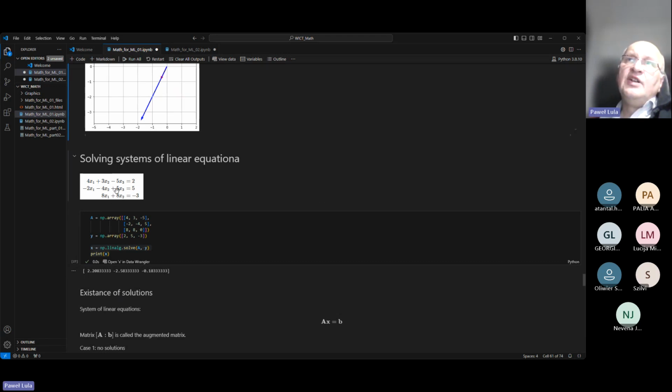So we see what relations are defined between x1, x2, and x3. All these relations are defined as linear combinations. So we have linear equations, 3 equations with 3 unknown values, with 3 unknown parameters. And we want to solve it.